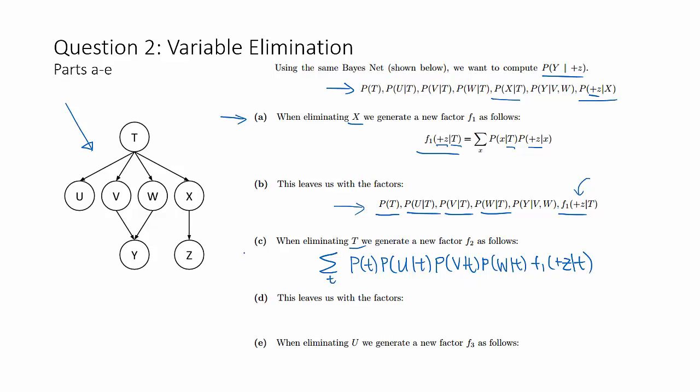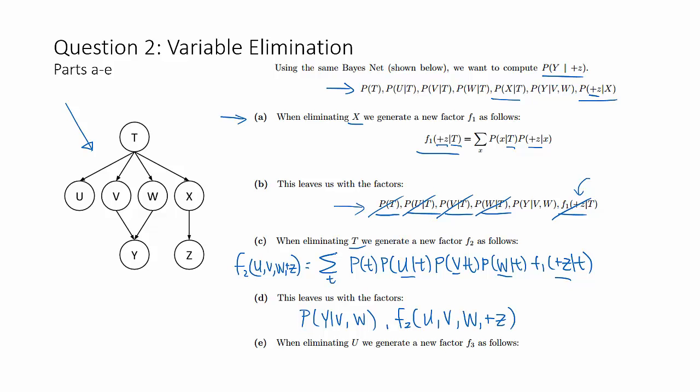This creates a new factor f2, which involves everything here that's not T. So we have U, V, W, and plus Z. Each one of these terms appears in the front of the conditioning bar for the corresponding factor, and so they're all going to be in the front of the conditioning bar in the resultant factor. So we end up with the factor f2 of U, V, W, and plus Z. Let's remove these from our list of factors, and we're left with the factors P of Y given V, W, because that wasn't used, and this new factor f2 of U, V, W, and plus Z.